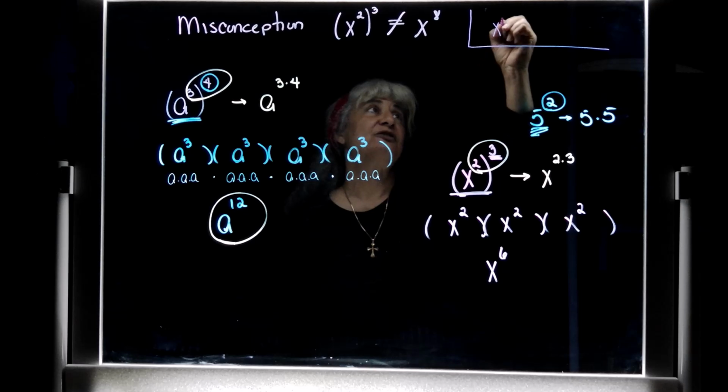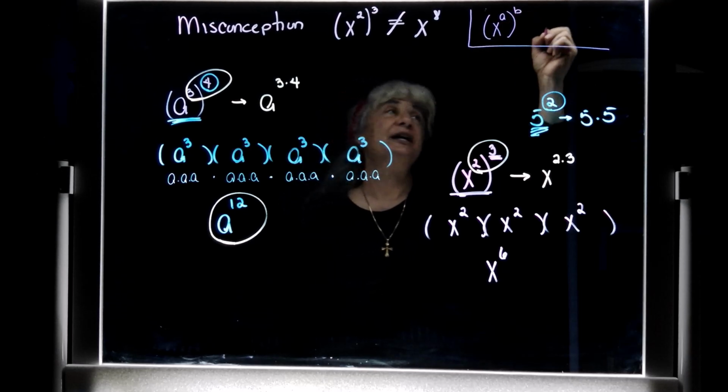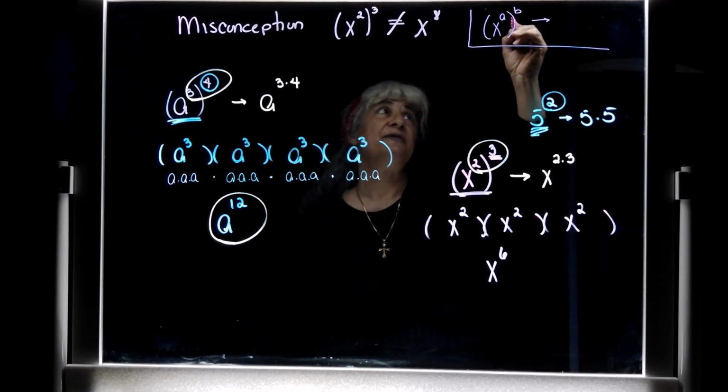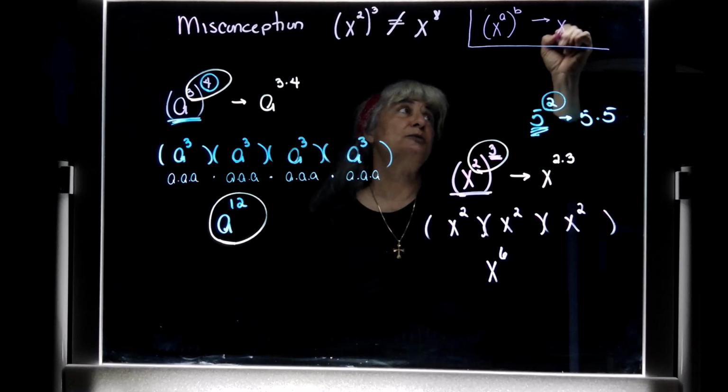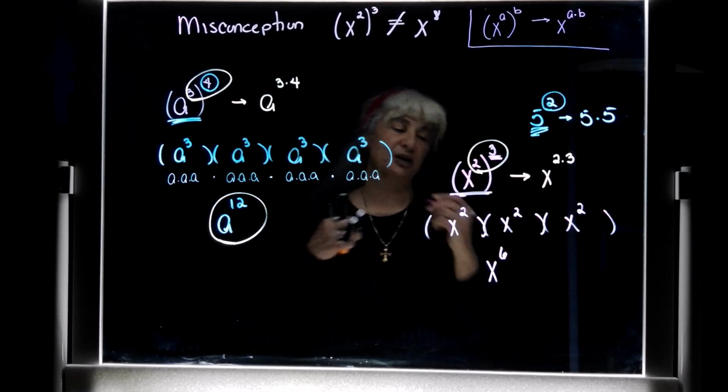when I have x to a power in parentheses with another power on the outside, that tells me that this parenthesis is telling me to multiply the two powers together. And when I multiply them, I get my result.